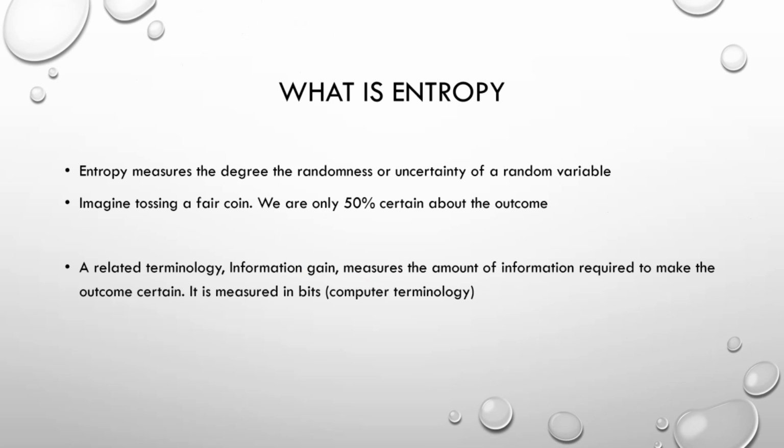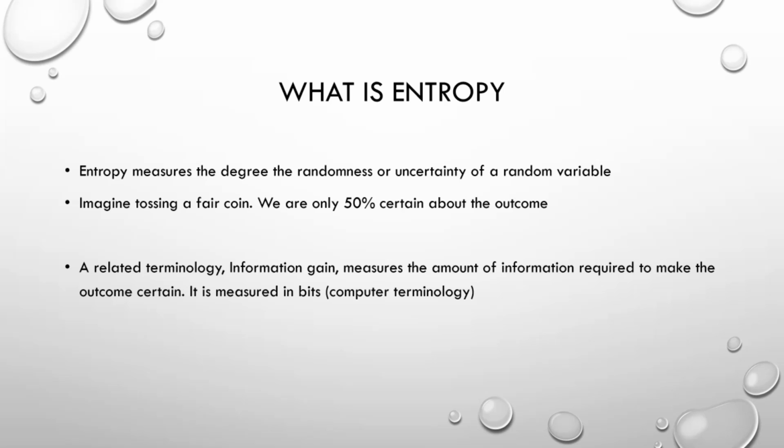As we mentioned, entropy measures the degree of randomness or uncertainty of a random variable. Imagine tossing a fair coin. There are two possible outcomes, head and tail. Both are equally probable. So we are only 50% confident about any outcome, or our degree of uncertainty here is only 50%. Imagine having an unfair coin where the possibility of having a head is 75%, whereas the possibility of having a tail is 25%. The uncertainty in both of these outcomes would differ, right?